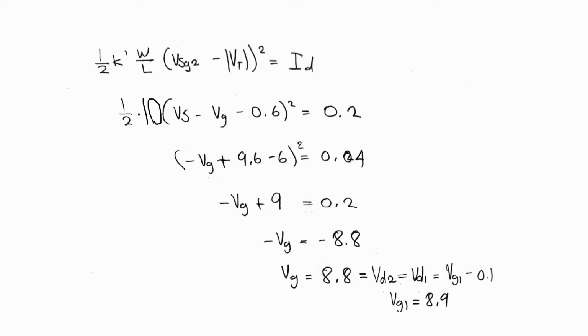Now I'm going to write the equation for saturation current through transistor 2, which is 1/2 K prime W over L, VSG minus the absolute value of the threshold voltage, squared, equals ID. Now since K prime W over L is 10, the threshold voltage is 0.6, VS is 9.6, and ID is 0.2, we can simplify this equation quite a bit, and it's simple enough that we don't even need a calculator. We just need to ensure that we take the correct root when taking the square root to ensure that VG is less than VS and the transistor is in saturation.